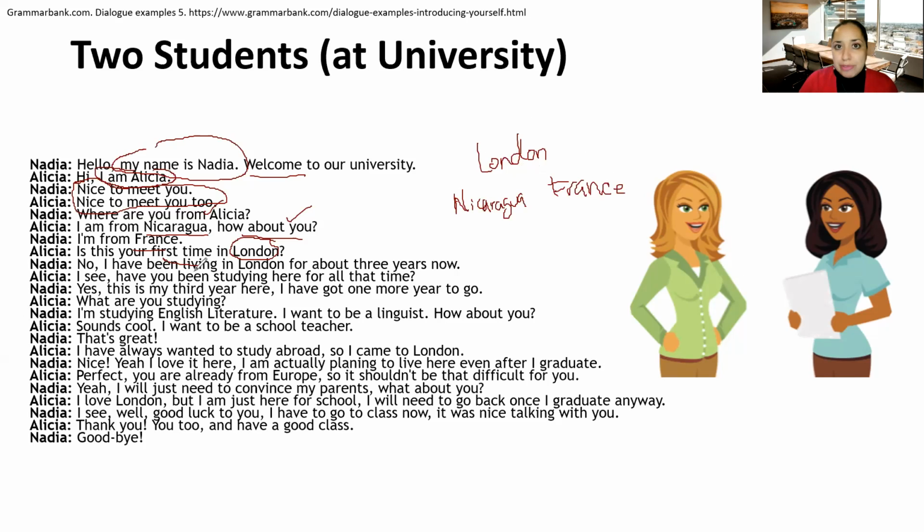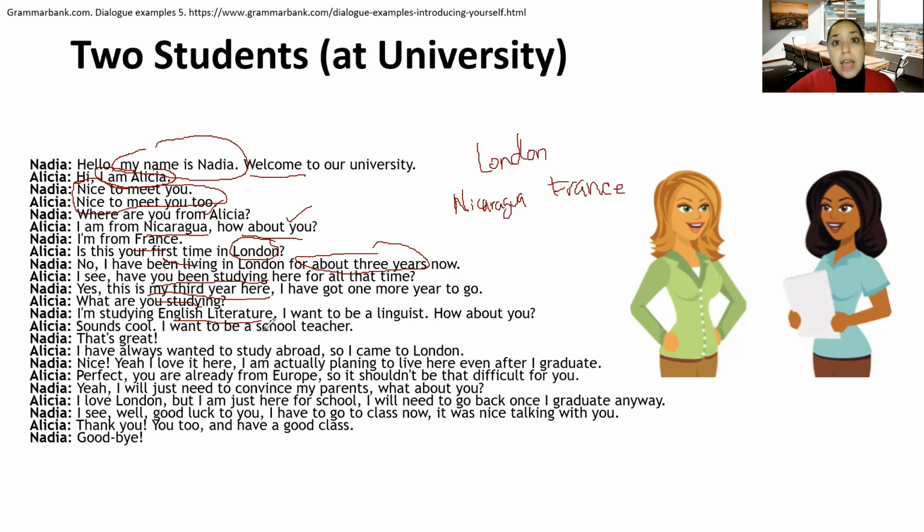Not just a simple dialogue, but more than that. A longer conversation. It tells you about the story of one of the girls. I've been here for about 3 years. Have you been studying? Yes, this is my 3rd year here. What are you studying? English literature. Now, one person is sharing. She's been in London for 3 years. She's been studying and she's studying English literature.